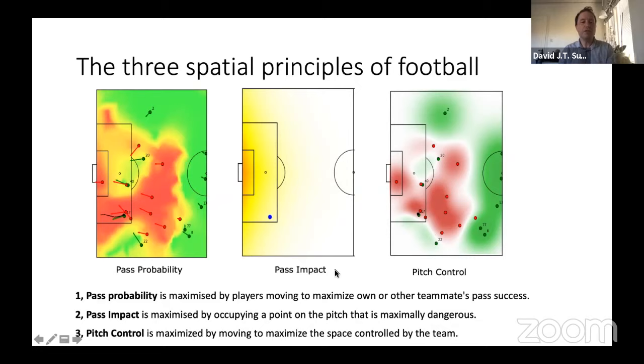Just to summarize, passing ability is maximized by players moving to maximize their own or other teammates' pass success. Pass impact is maximized by occupying a point on the pitch that is maximally dangerous. And pitch control is maximized by moving to the place where you'll get and control the ball.